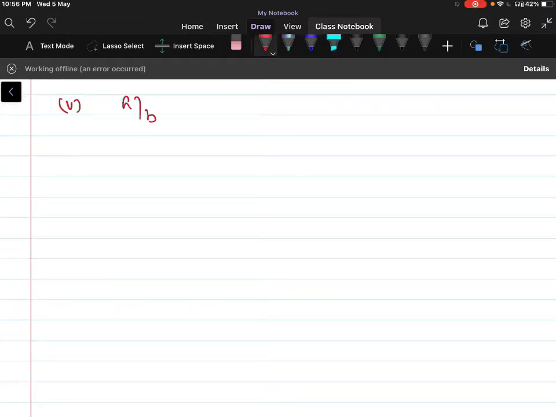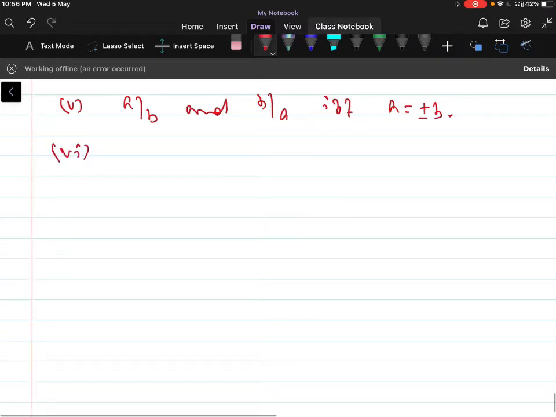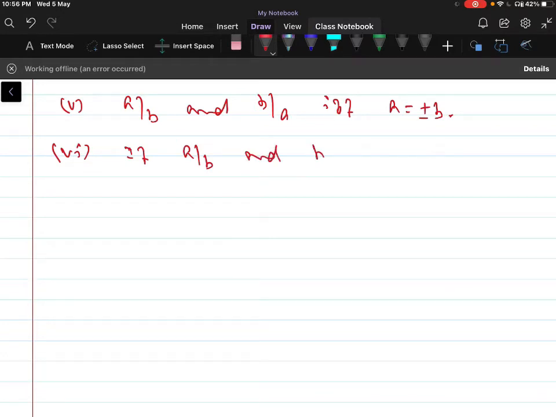Fifth result: a divides b and b divides a if and only if a is equal to plus or minus b. The proof of this result you can try yourself. Let us move to the sixth result. If a divides b and b is not equal to 0, then modulus of a is less than or equal to modulus of b.